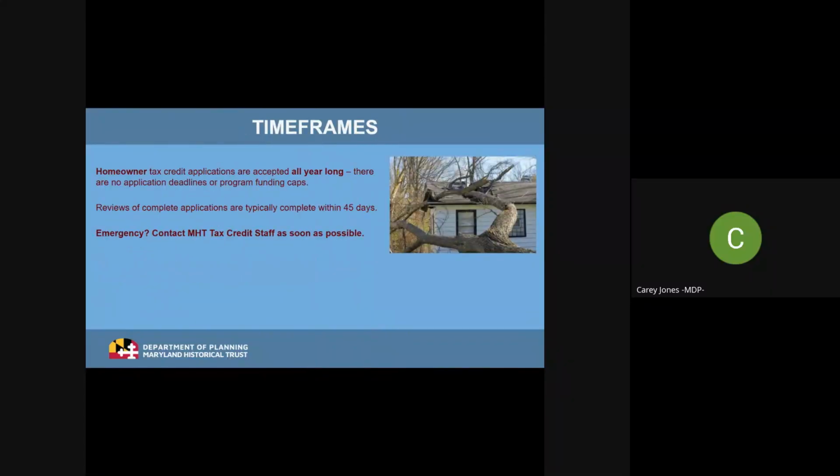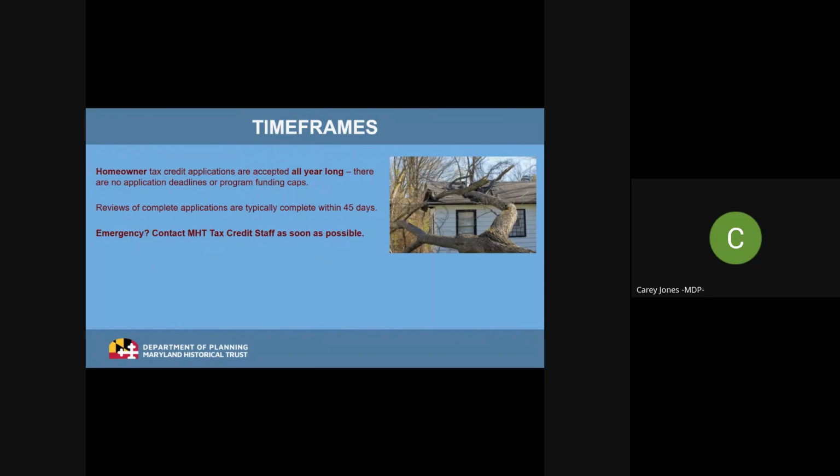Typically, it'll take 45 days from when a complete application is received to review the application and for the director or deputy director to approve it. Remember that you can submit the Part 1 and Part 2 at the same time, so typically it'll be 45 days for MHT to review both. As mentioned, once the Part 2 is approved, then work can begin. MHT accepts homeowner applications throughout the year. There is no limit to the number of homeowner applications or dollar amounts as there are with other programs.